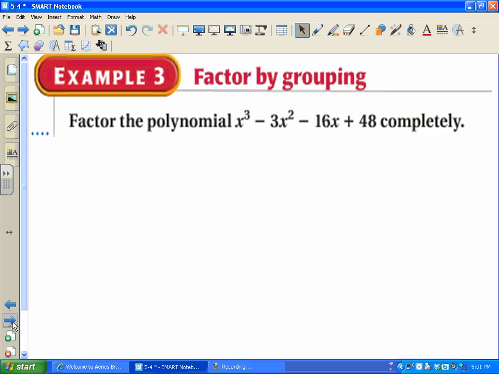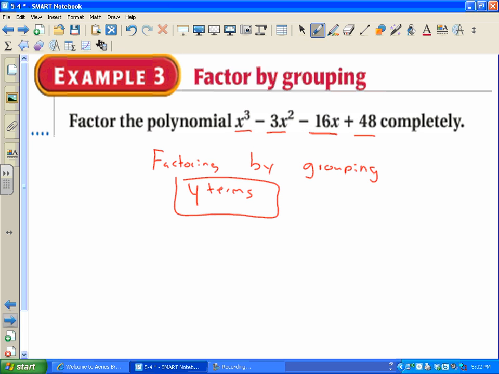Next up, we're going to look at factoring the polynomial. We got x cubed minus 3x squared minus 16x plus 48. This technique I actually really like. We're going to use it quite a bit. It's called factoring by grouping. And here's the step. You're going to use factoring by grouping when you have 1, 2, 3, 4. You're going to use factoring by grouping when there's 4 terms. That's your key. Factoring by grouping I like.